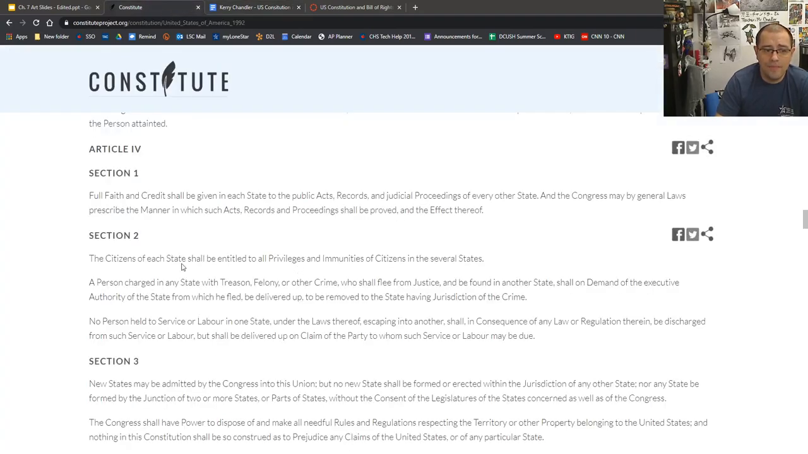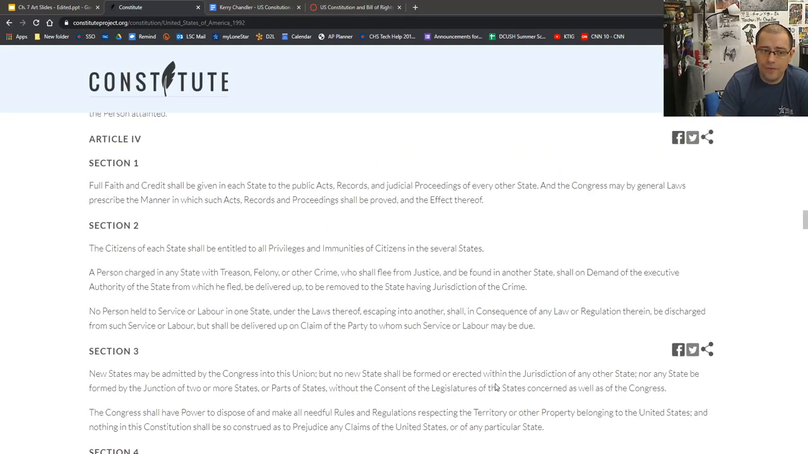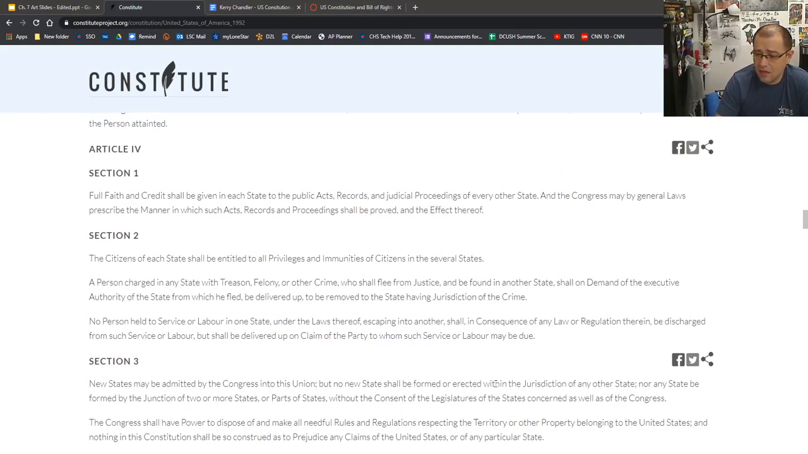Article 4, full faith and credit shall be given to each state, blah, blah, blah. The citizens of each state shall be entitled to a person charged in any state, no person held in service or labor in one state. New states may be admitted. So I think you can see Article 4 is about the states. Article 4's purpose is to regulate the states.